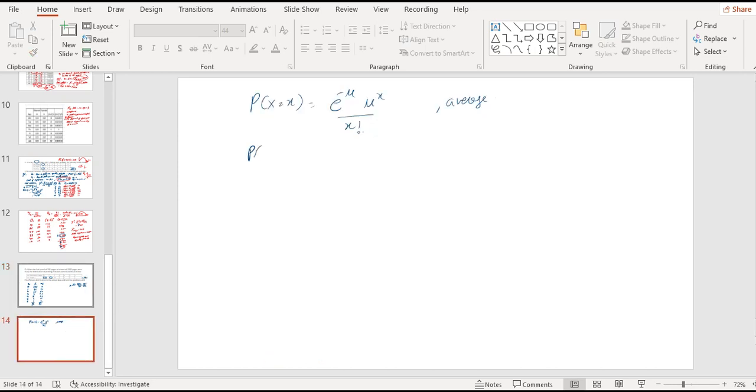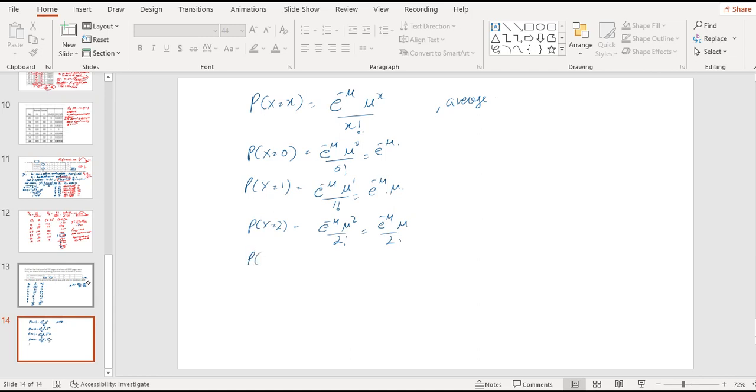So what is the probability of getting 0 mistakes? It is e raised to the power minus mu, mu raised to the power 0, upon 0 factorial, that is e raised to the power minus mu. What is the probability of getting 1 mistake? It is e raised to the power minus mu, mu raised to the power 1, upon 1 factorial, that is e raised to the power minus mu into mu. Similarly for 2 mistakes, e raised to the power minus mu, mu square upon 2 factorial, that is e raised to the power minus mu, mu square upon 2. For 3 mistakes, e raised to the power minus mu, mu raised to the power 3 upon 3 factorial.